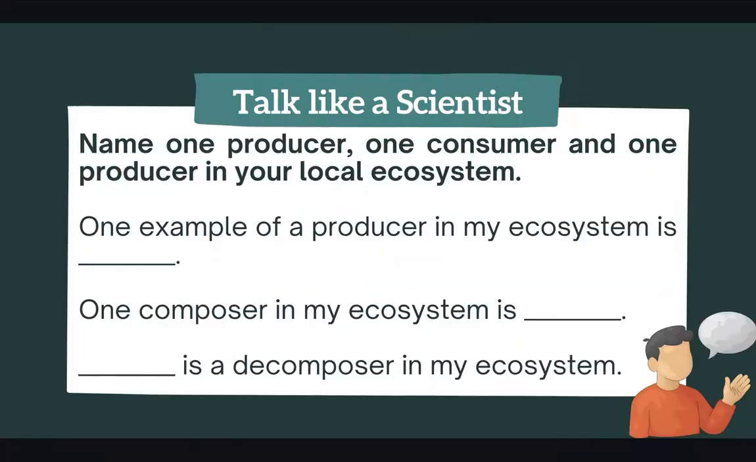So let's practice. I want you to talk like a scientist. You can use these sentence frames to write or talk to a partner, and I want you to name one producer and one consumer in your local ecosystem.